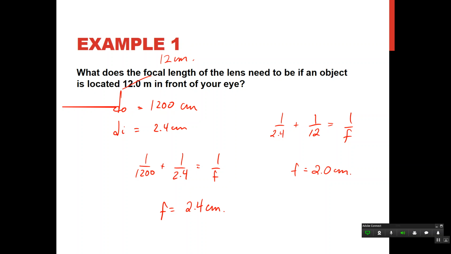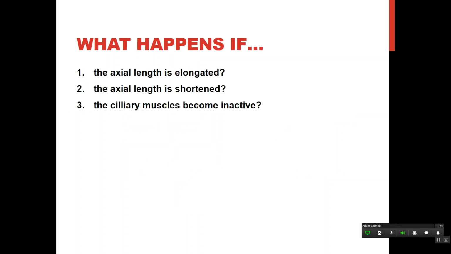Now we're going to move away from the physiology and enter more pathology. So what happens if the axial length of your eyeball is elongated? By the way, the axial length is the distance between the lens and the back of your eye. If your eyeball is elongated, what's going to happen?